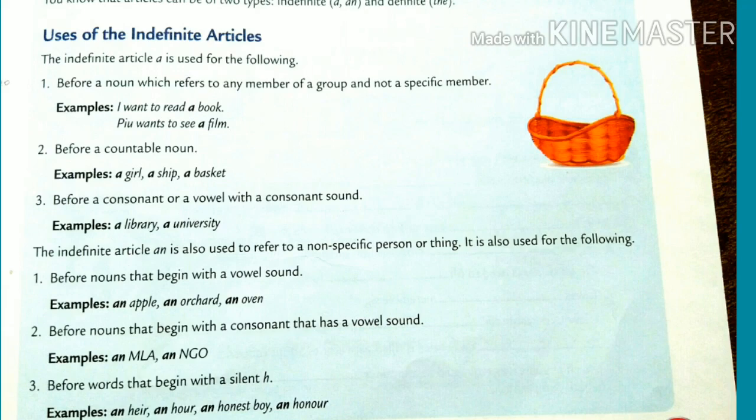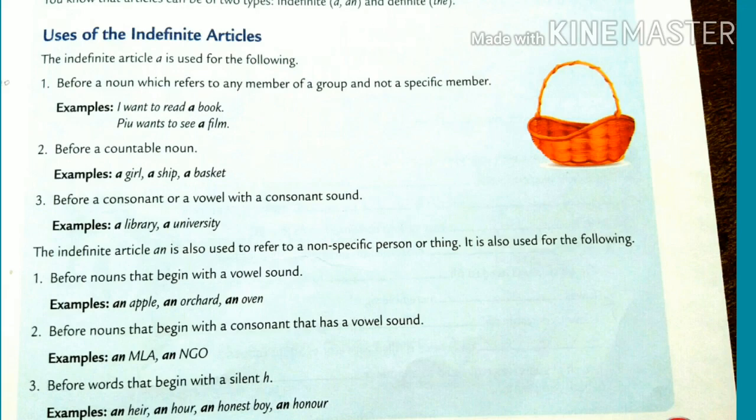Second one, before a countable noun, we use a. Example, a girl, a ship, a basket, a ball, a film. Thus before a countable noun, we use a. Third one, before a consonant or a vowel with the consonant sound. A word may start with a consonant or vowel letter, but if it sounds with a consonant sound, then we use the indefinite article a.